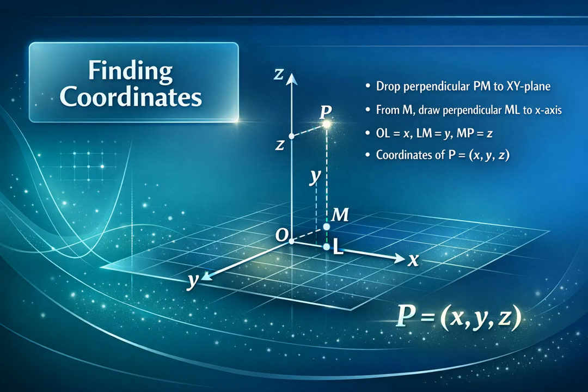To find the coordinates of a point P, we use a step-by-step process. First, drop a perpendicular PM to the XY plane. Then, from point M, draw a perpendicular ML to the x-axis, meeting it at L. The distances are OL equals x, LM equals y, and MP equals z. So the coordinates of P are x, y, z.